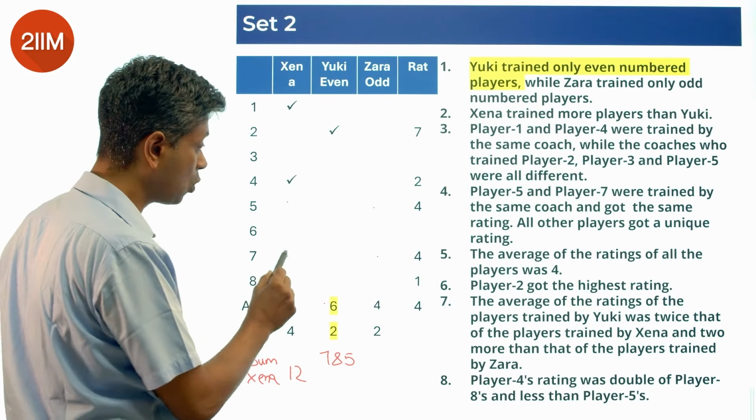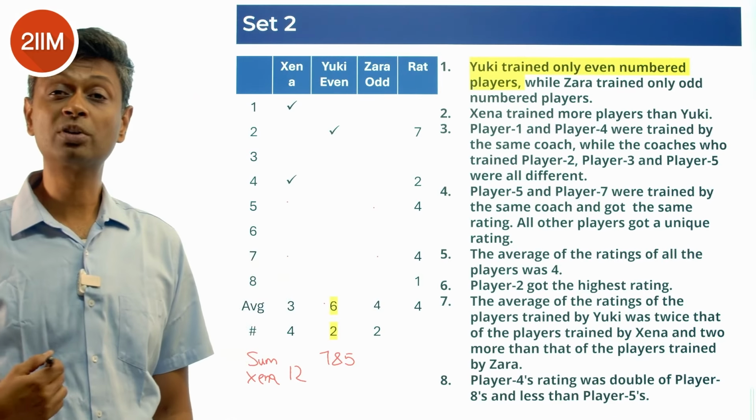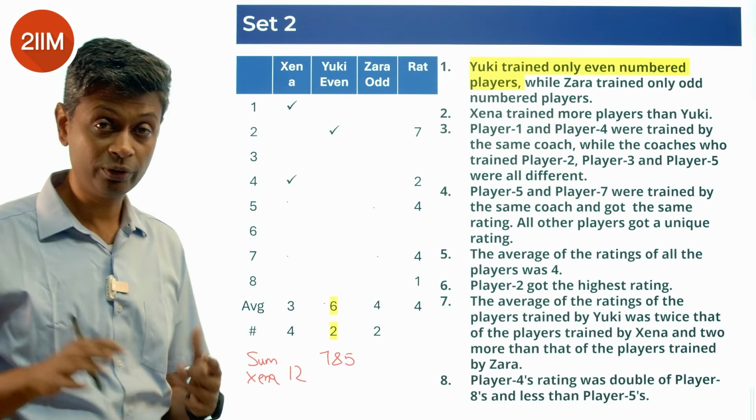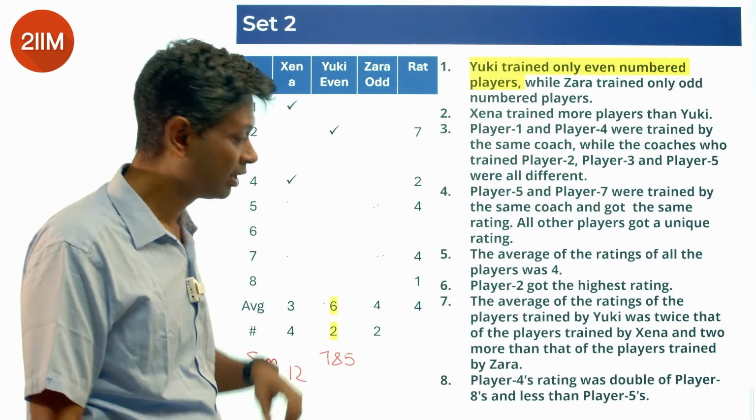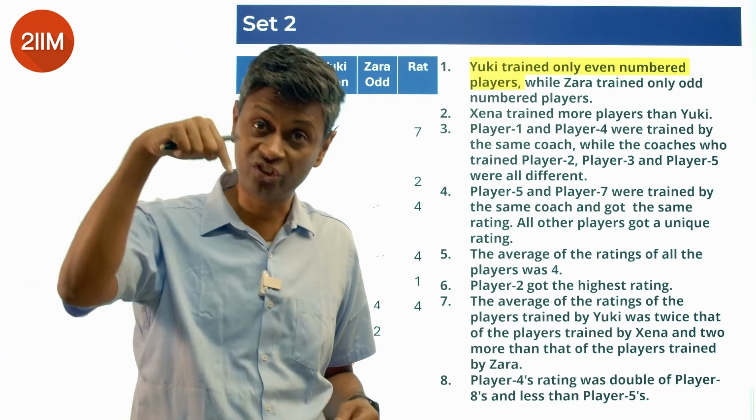2, 4, 4 if it goes away. 2 plus 4 plus 4 is 10. The other one should also be 2. We don't have another 2 to give. Right? Or these 2 4s cannot have been trained by Zena.